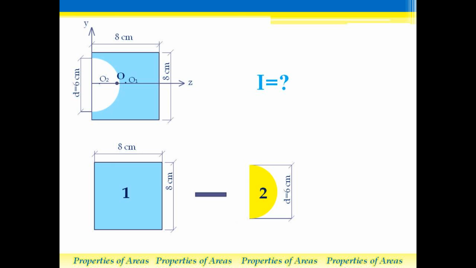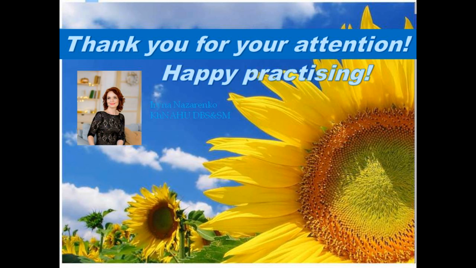For a square beam with a semicircle hollow section, the moment of inertia is the moment of inertia of the square minus the moment of inertia of the semicircle.